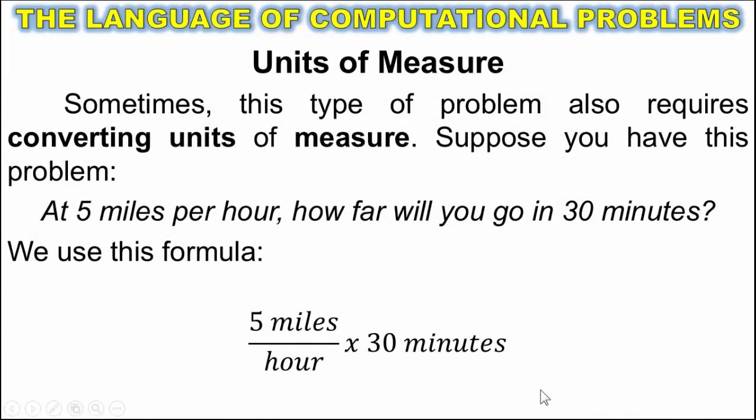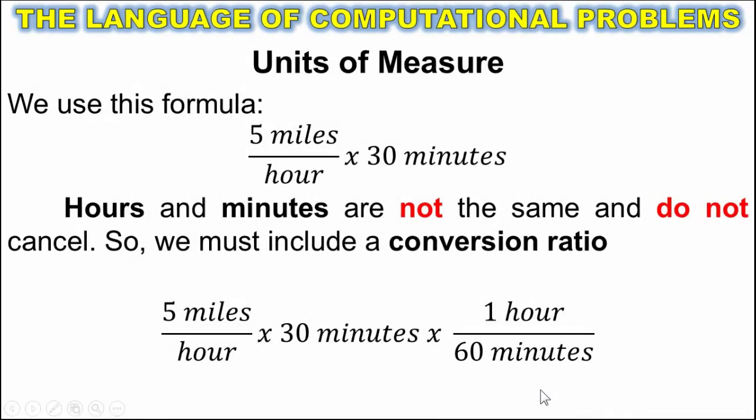Sometimes this type of problem also requires converting units of measure. Suppose you have this problem. At 5 miles per hour, how far will you go in 30 minutes? We use this formula, 5 miles all over hour multiplied by 30 minutes. Hours and minutes are not the same and do not cancel.